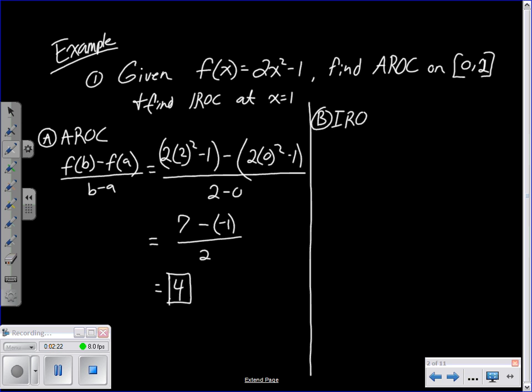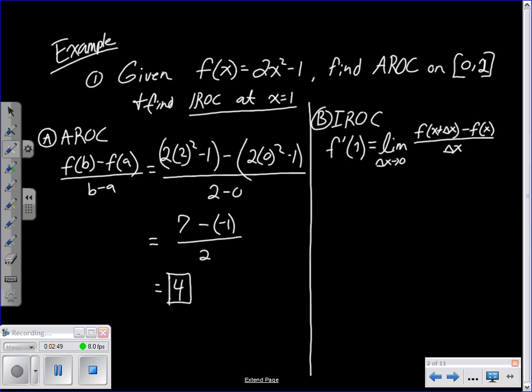If I wanted to demonstrate the instantaneous rate of change, or IROC, what I want to do is find the derivative of my function at the value 1, since I'm finding the instantaneous rate of change at x equals 1. So my goal then is to find f prime of 1. What that's equal to is the limit as delta x goes to 0 for the function f of x plus delta x minus f of x divided by delta x.